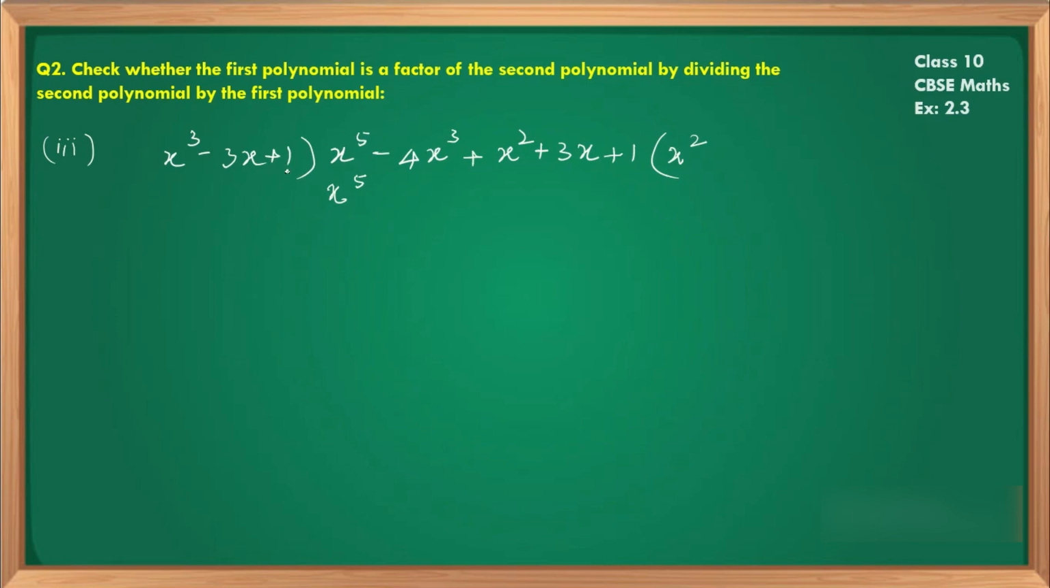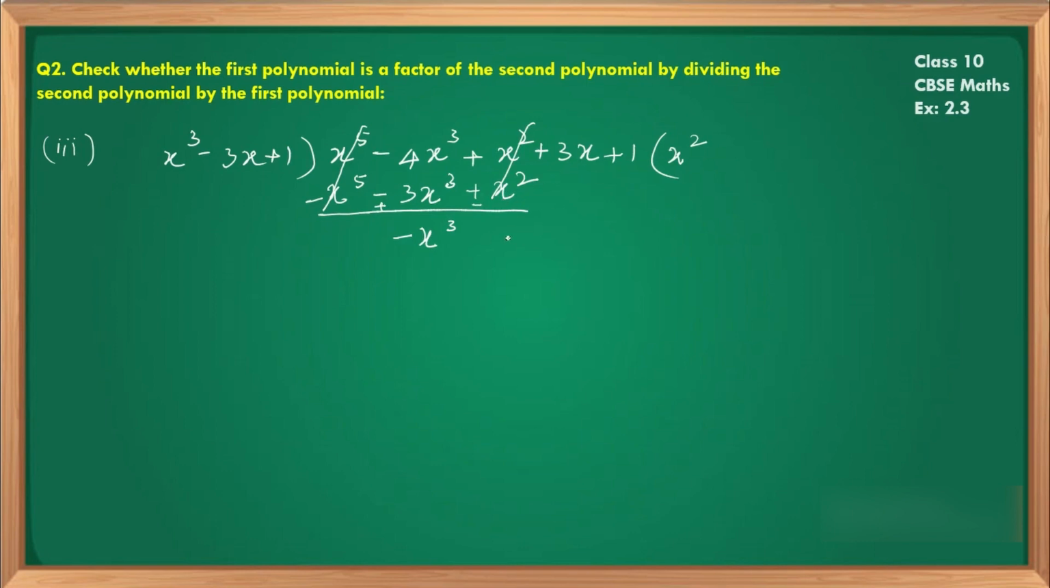x square into minus 3x gives you minus 3x cube. x square into 1 is plus x square. Now draw the line. This becomes minus. Therefore this gets cancelled. This becomes plus. You have to take the difference. Minus 4 and plus 3 gives you minus 1x cube. 1 is understood. This becomes minus, hence this gets cancelled.